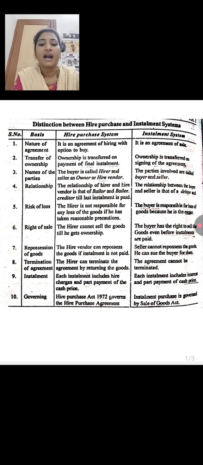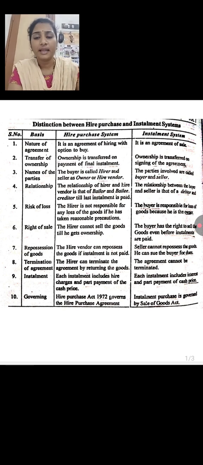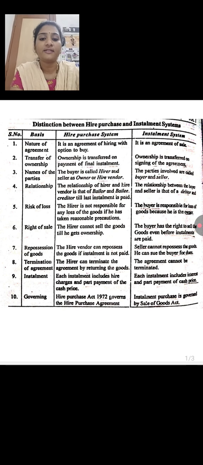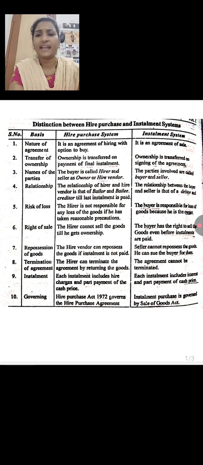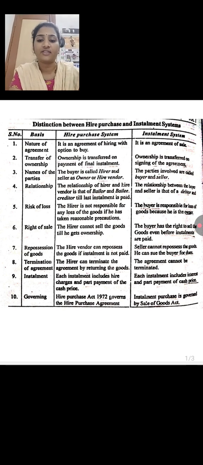Termination of an agreement. The hirer can terminate the agreement by returning the goods. How is he going to terminate? He can terminate the agreement, and while he is terminating it, he should immediately hand over the goods. In installment system, the seller cannot repossess the goods, he can only sue for dues. That is the installment process. Each installment includes hire charges and part payment of the cash price.